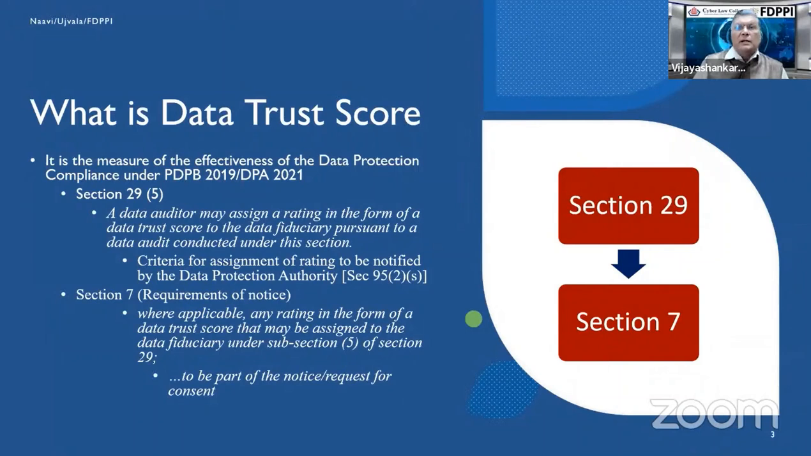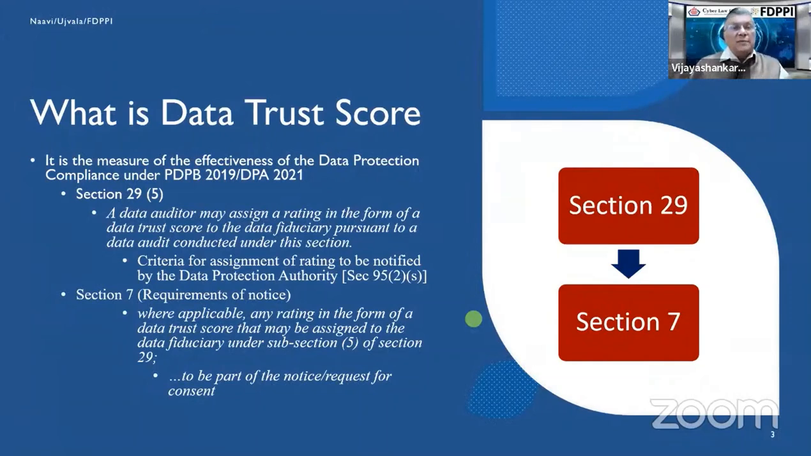In this particular bill, section 29 subsection 5 says a data auditor may assign a rating in the form of a data trust score to the data fiduciary pursuant to a data audit conducted under this section. The section 29 talks about data audit, which is mandatory on an annual basis to be conducted by an external data auditor for significant data fiduciaries.